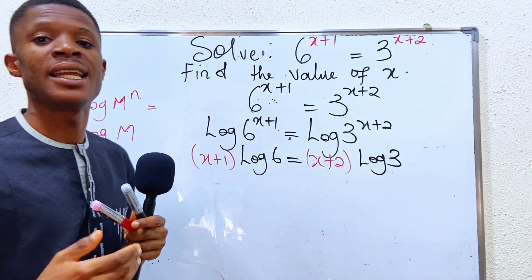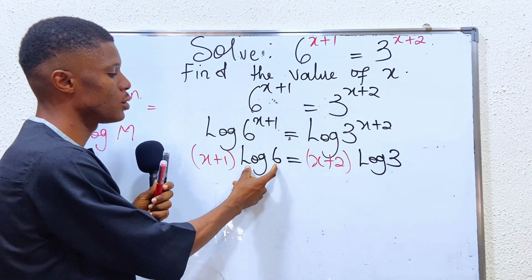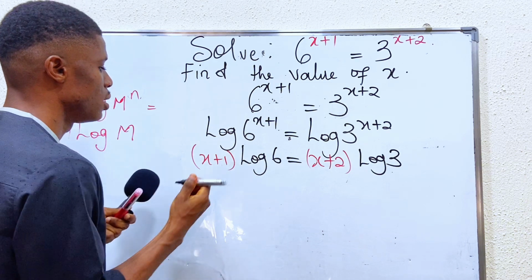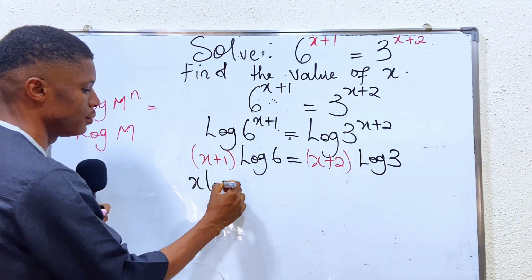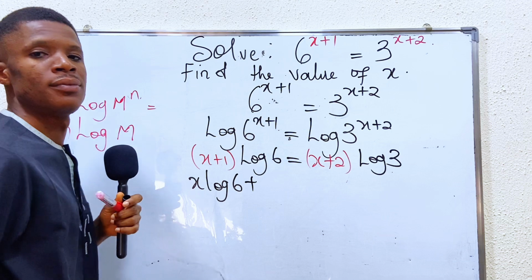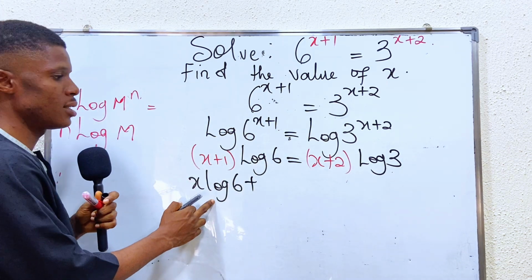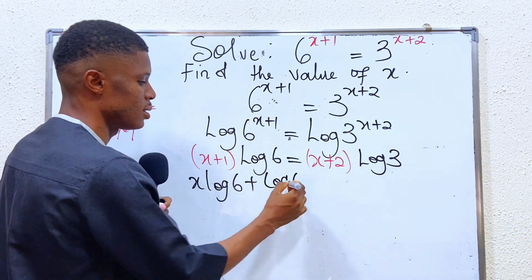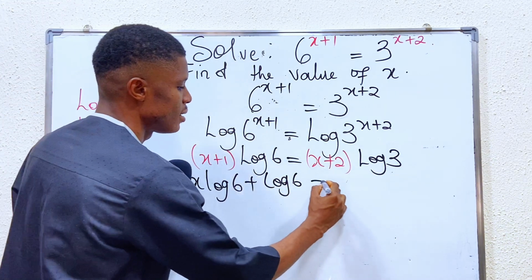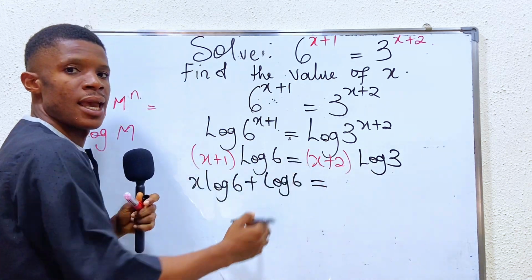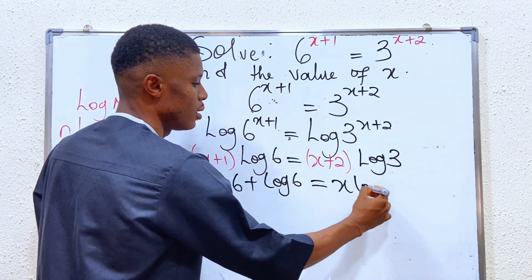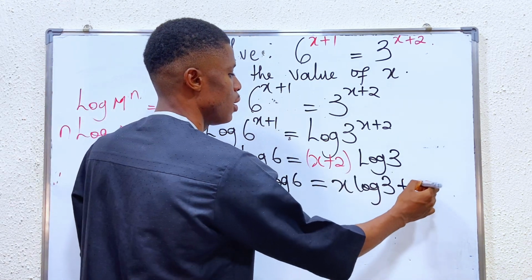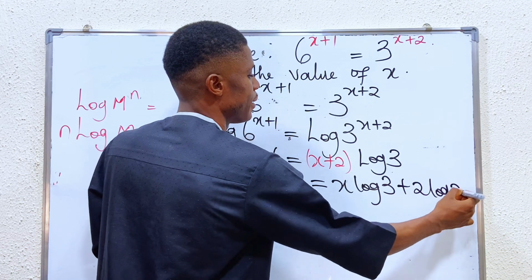In our usual way of dealing with algebra, we are going to use log 6 to multiply these two terms in the bracket, just to open the bracket. So we have it as x log 6 plus, because log 6 times x is x log 6, then log 6 times 1 gives just log 6. And this is equal to log 3 times x, we have it as x log 3. Good. Then log 3 times 2, we have it as plus 2 log 3.